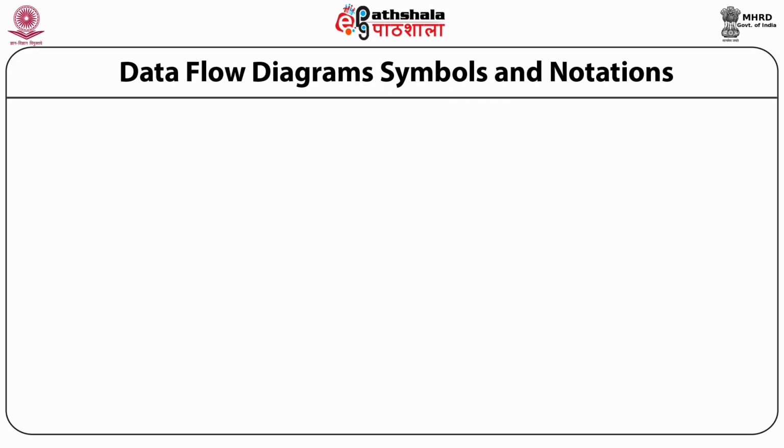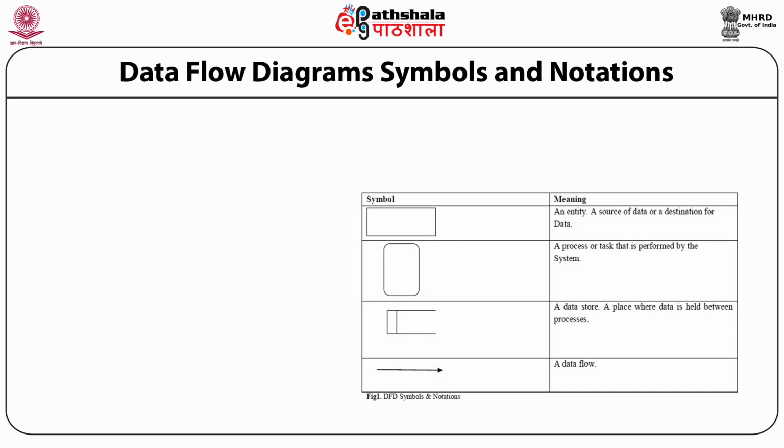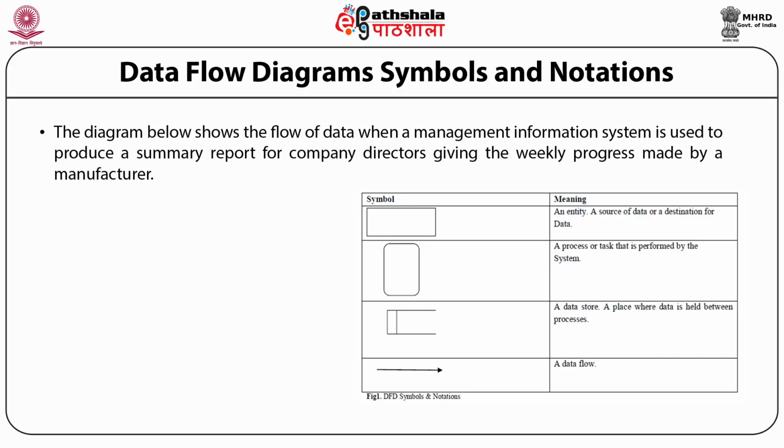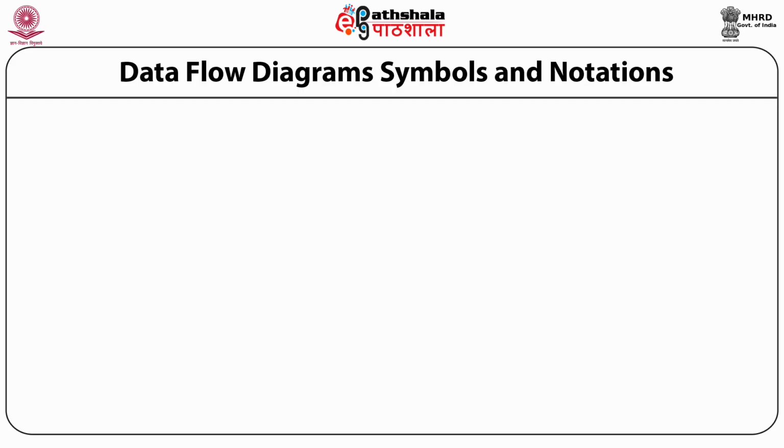We'll now discuss the data flow diagram symbols and notations. The four primary symbols are, as you see in the diagrams, the first being the entity. We then look at the process symbol, the data store, and the data flow. The diagram shows the flow of data when the MIS is used to produce a summary report for the company directors that gives weekly reports made by the manufacturer. Data flow diagrams consist of four basic components. Let us discuss each of them individually.